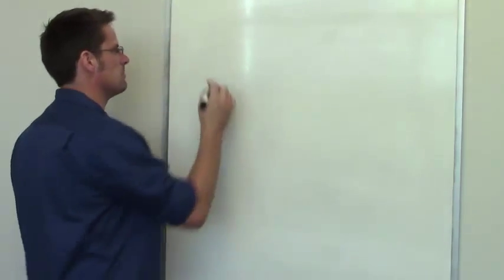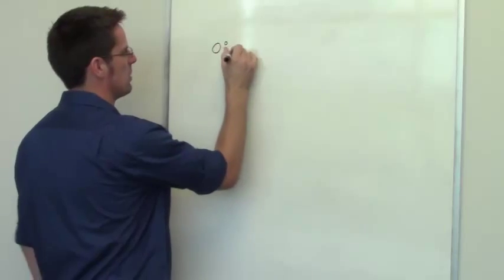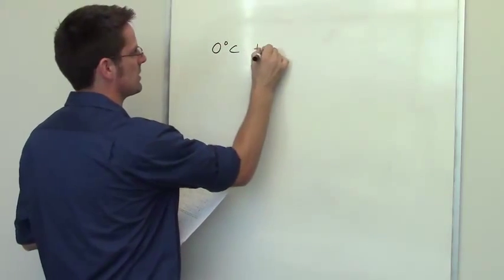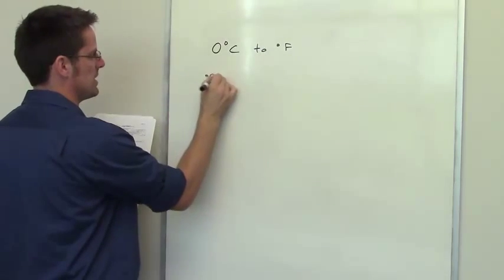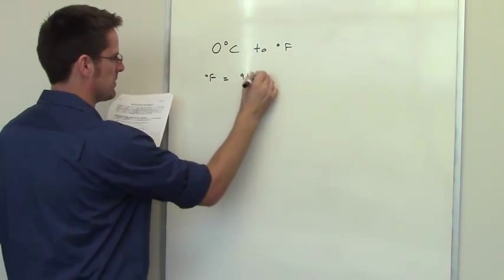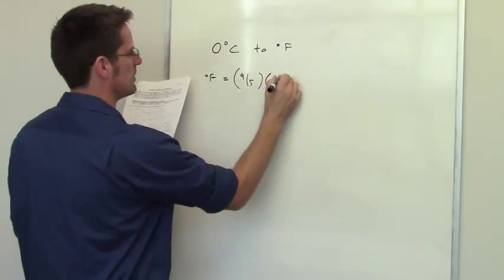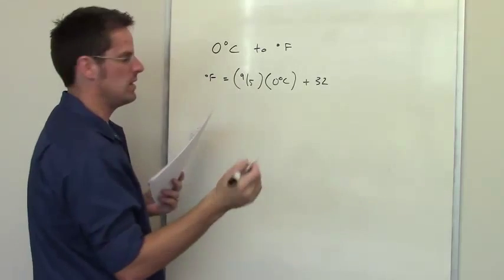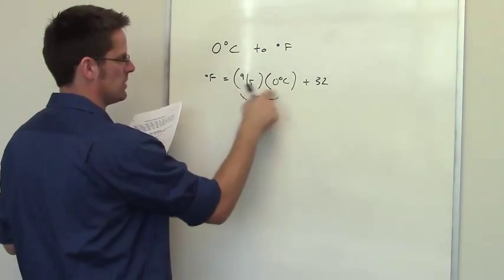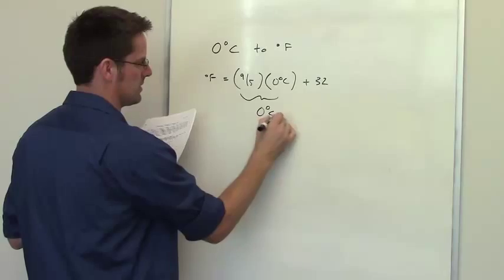In one of these problems, we are given the number 0 degrees Celsius. We're asked to convert that to degrees Fahrenheit. The equation that I provided my students with is that degrees Fahrenheit is equal to 9/5 multiplied by the number of degrees Celsius plus 32. In doing this calculation, I can of course multiply these two together. I get 0 degrees Celsius.